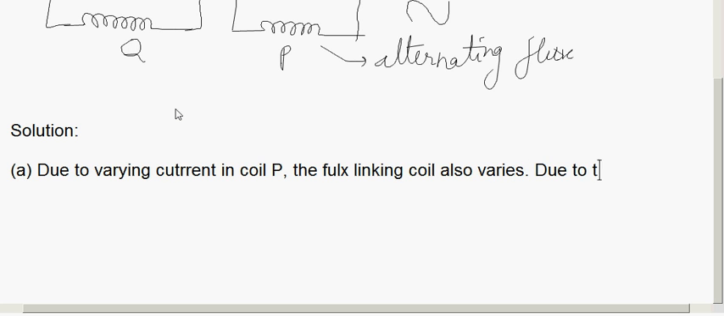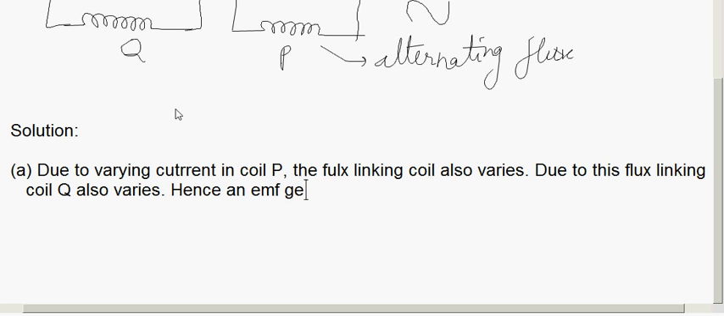Due to this, the flux linking coil Q also varies, or there is an alternating flux which is linking coil Q, and hence an EMF gets induced in coil Q, and bulb B lights. Due to induced EMF, there is an induced current and the bulb B lights.